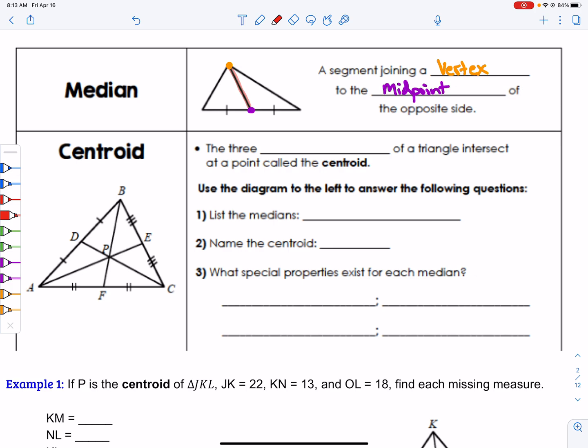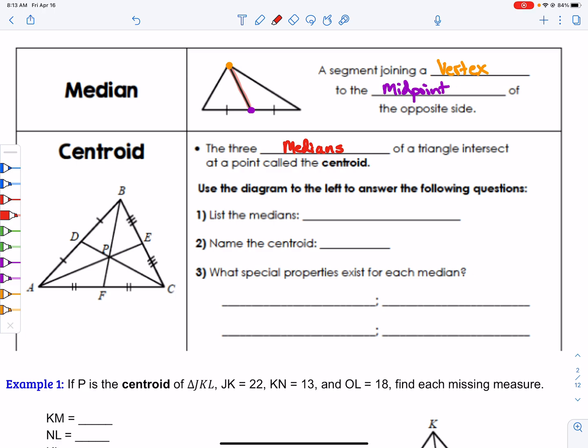And it's the three medians of a triangle that creates the centroid. So the three medians of a triangle intersect at a point called the centroid. We're going to use the diagram at the left to answer the following questions. So first we're asked to list all the medians.